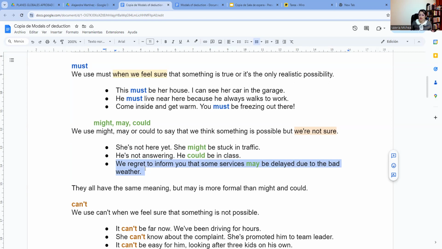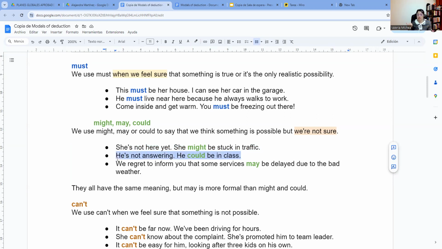She's not here yet. She might be stuck in traffic. I'm not so sure, but I guess that's one chance. Why? Because I know that at this time there's a lot of traffic in the city, and I know that she is far away, so yeah, she might be stuck in traffic. I have some evidence, but I'm not really sure. Then he's not answering. He could be in class. Then again, I have no idea.